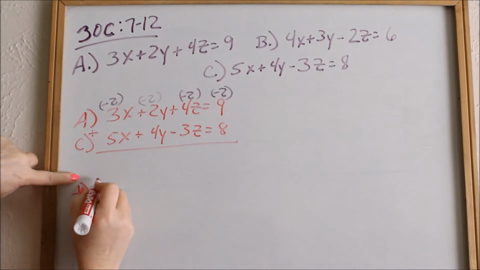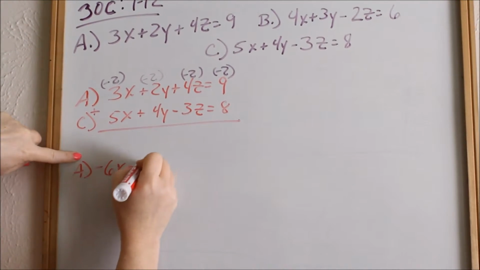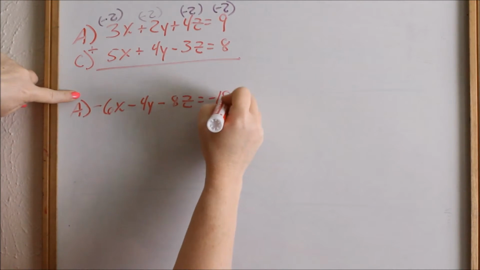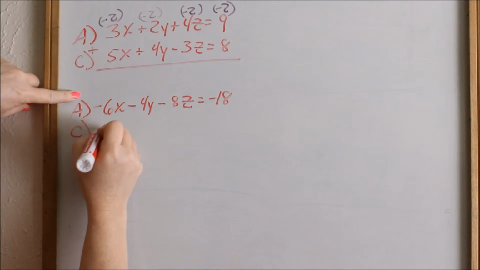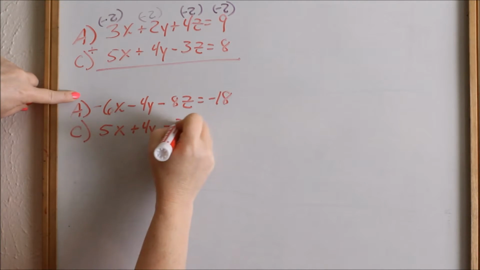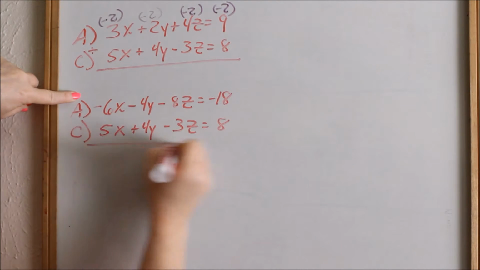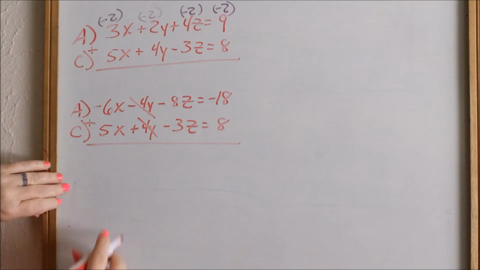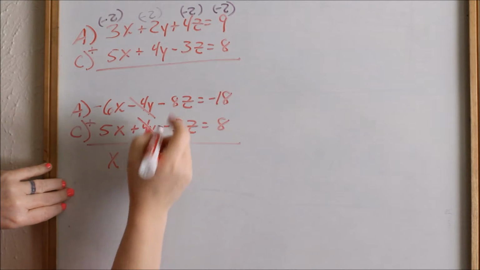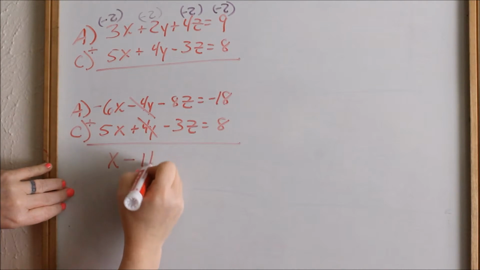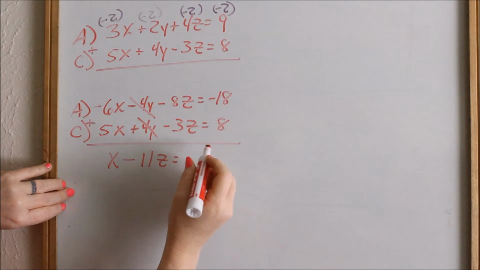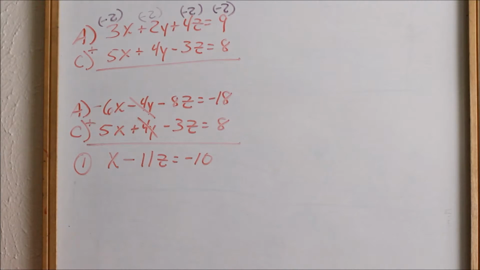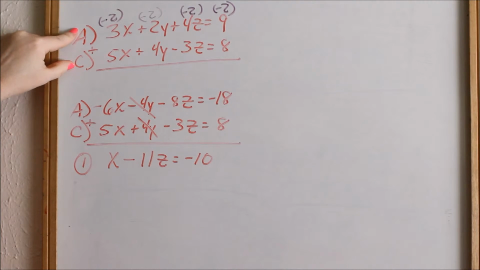Multiplying equation A by negative 2, I'll get negative 6x minus 4y minus 8z equals negative 18. I didn't change equation C, so I'm going to leave it the same. Now I'm adding the two equations together. The y's go away. A negative 6x and a positive 5x is negative x. Negative 8z and negative 3z is negative 11z. Negative 18 and 8 is negative 10. I'm going to label that equation 1. So I used equations A and C to eliminate y.